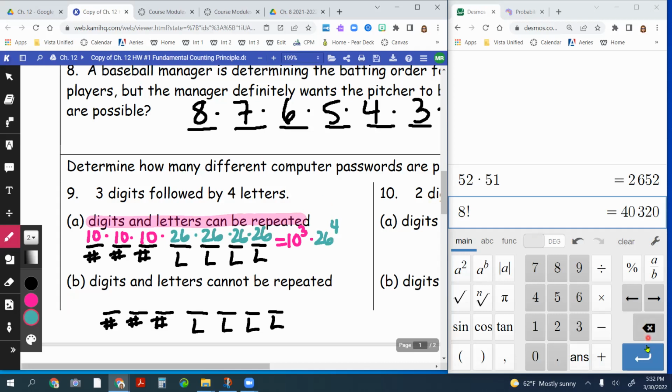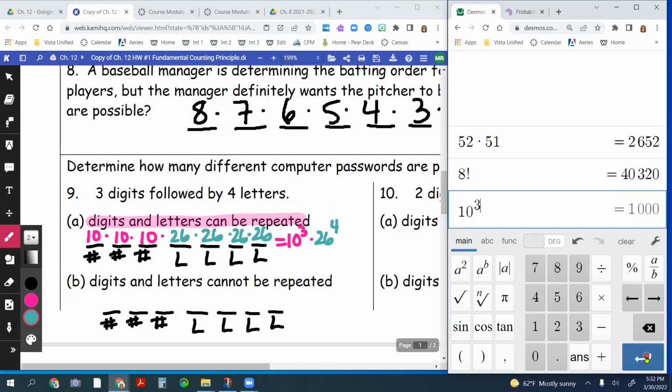So we end up with 10 raised to the third times 26 raised to the fourth. So we end up with, as our answer, 4, 5, 6, 9, 7, 6, 0, 0, 0. So 456,976,000. Now the digits cannot be repeated.